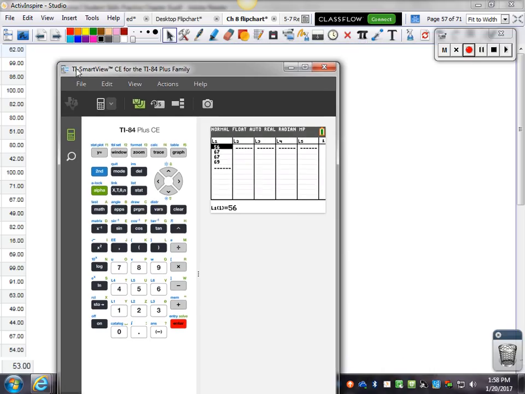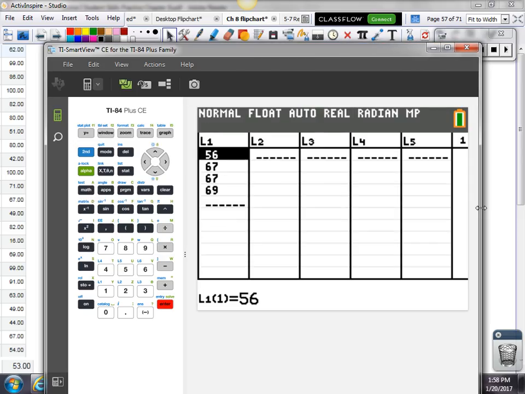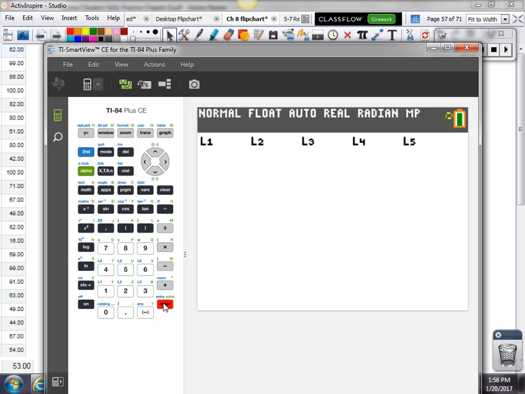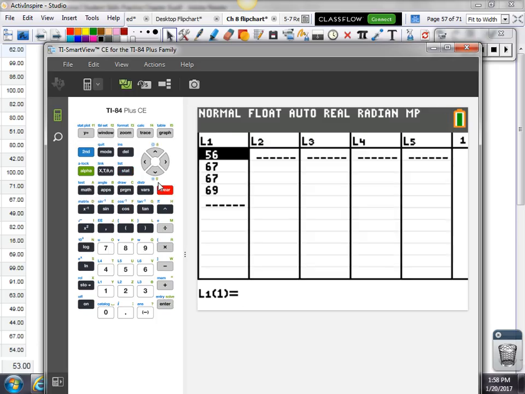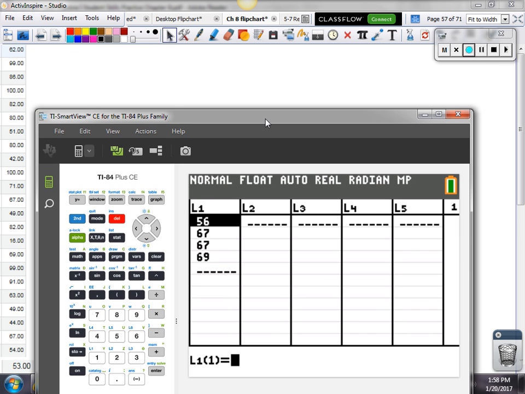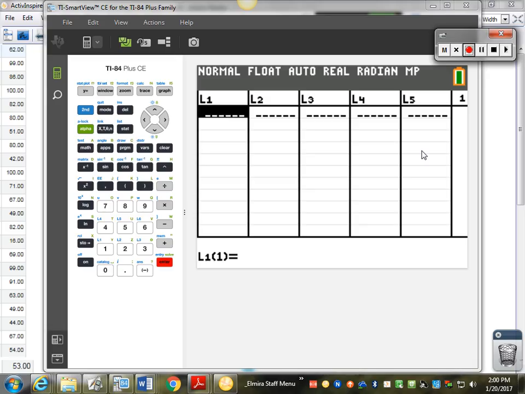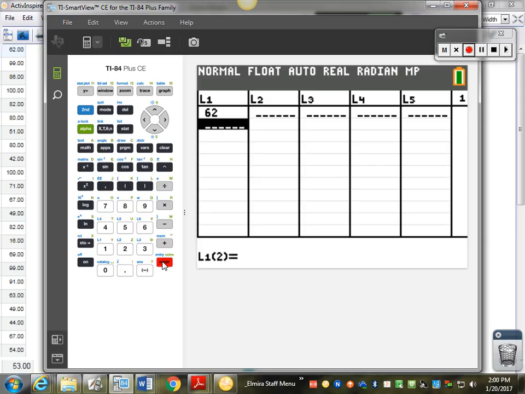So if I go over here, stat, edit. I'm going to clear out what's here. Delete. Alright, the calculator is not being happy. It's being kind of grumpy, so we'll see how this goes. 62, enter, 99. Oh, that made 999. 86. 100. And so on. Oh, it made 1,000. Okay, I'm going to pause this while I enter the rest of the data because that's not very fun to watch. Okay, so I'll be back in a sec.